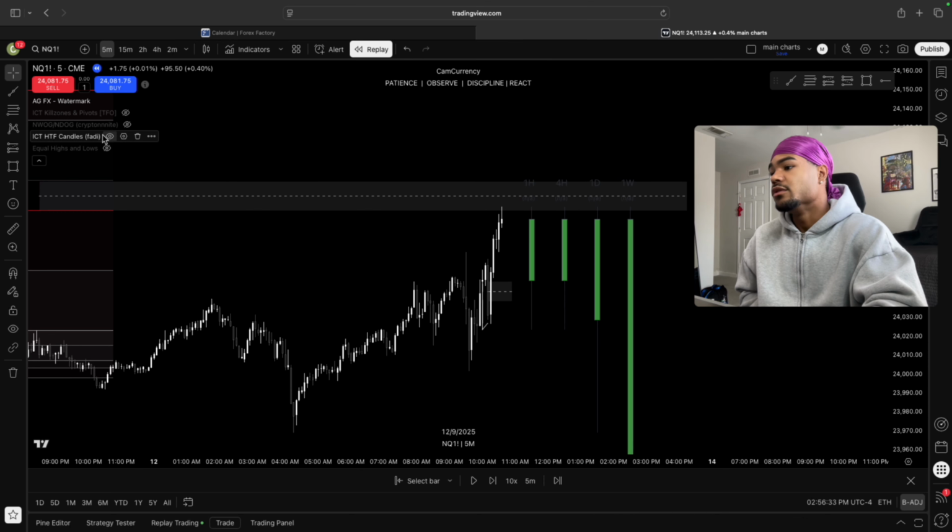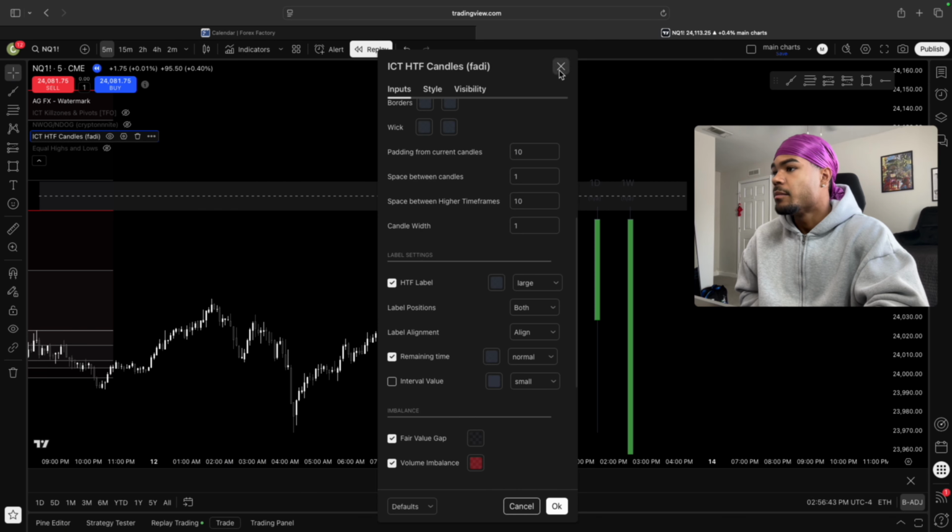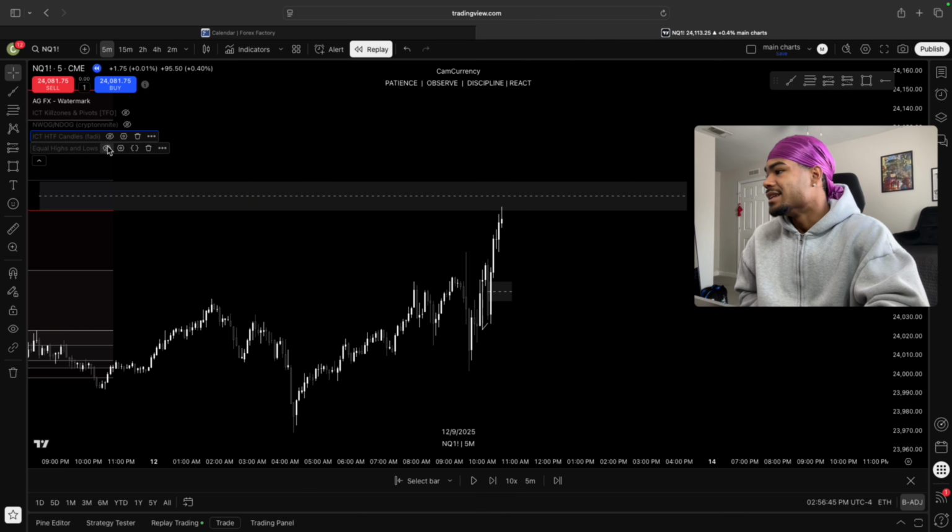I cycle them on and off, usually when I'm in and out of trades, or if the market is choppy, I'll turn this on to see what the higher time frames are doing. I have the hourly, the 4 hour, the daily, and the weekly, as y'all can see right there. And that is that.